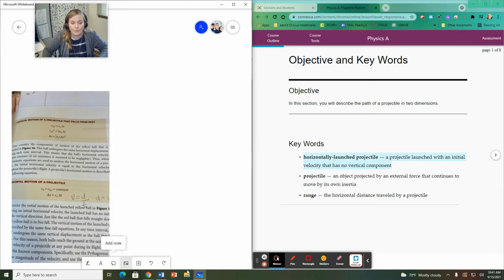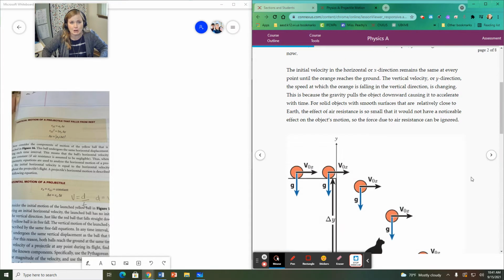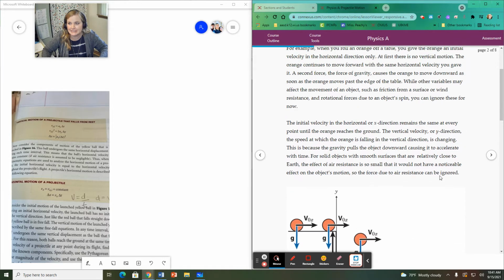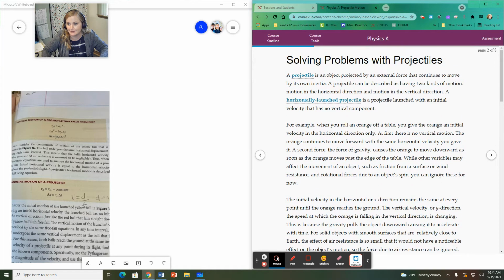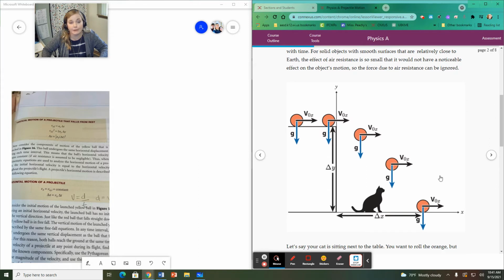When we do that, there are a few things that help simplify everything. First, let's look at our scenario. We have a cat sitting on the floor and an orange rolling to the edge of a table, and it's going to fall. We really just hope the orange doesn't bonk the cat in the head. We want to know how far that orange is going to go. Where is it going to land?